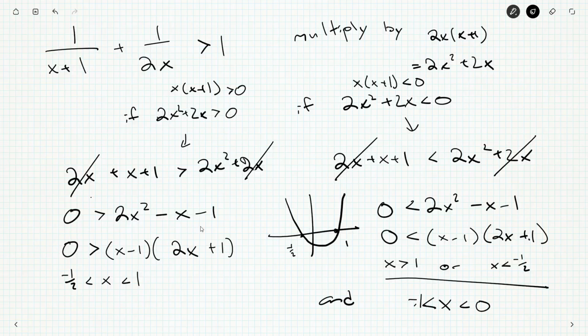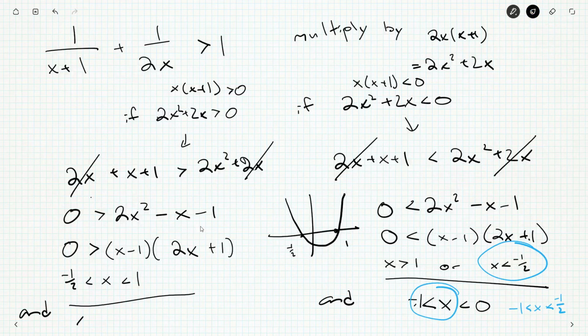Well, that can only happen when x is between negative 1 and negative a half. And we need either x less than negative 1 or x greater than 0, but that can only happen when x is between 0 and 1. And that should wrap everything up. We'll just summarize on the next page.